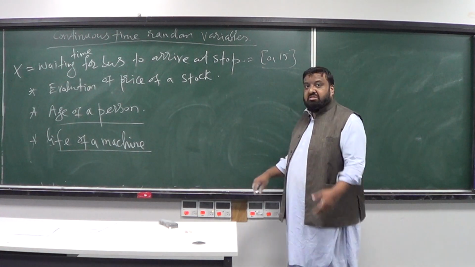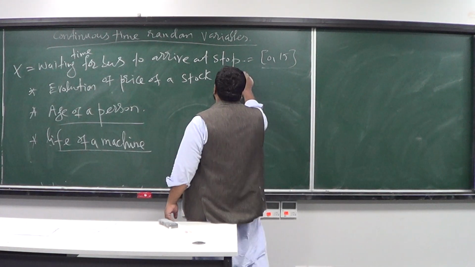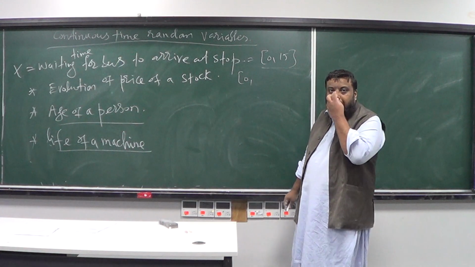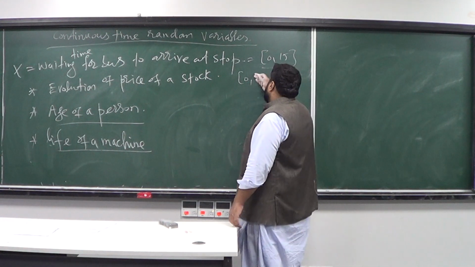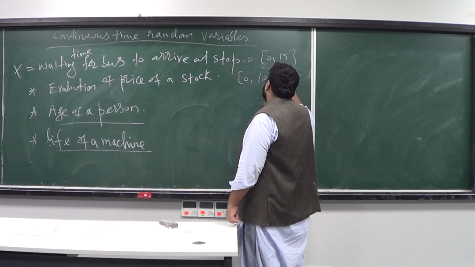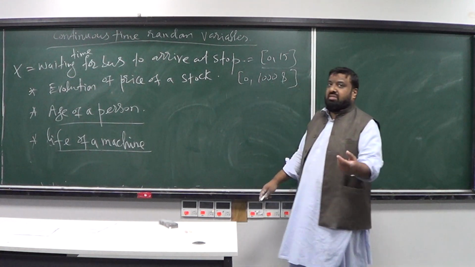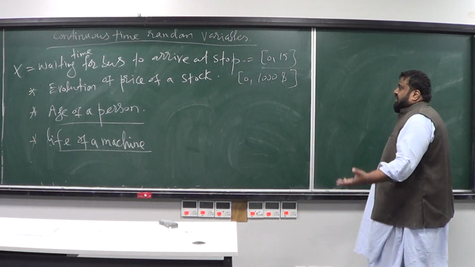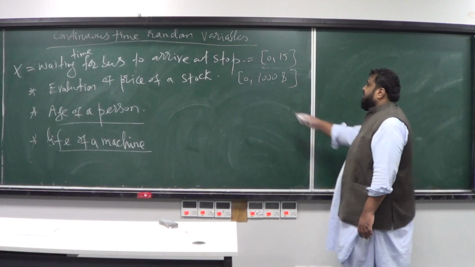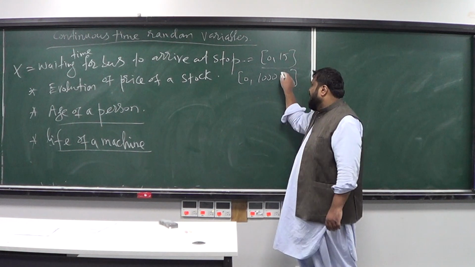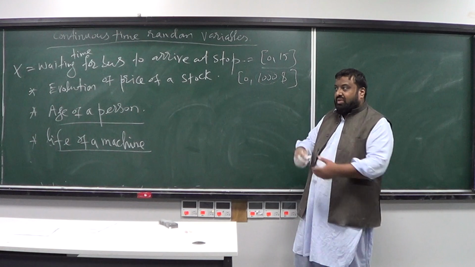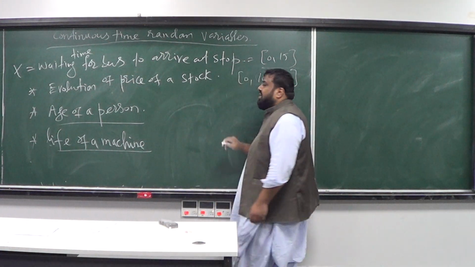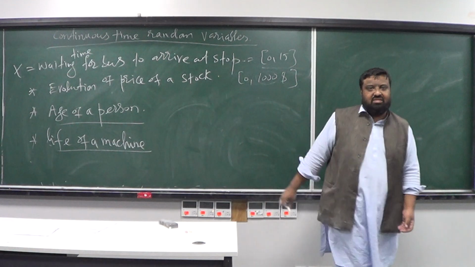Evolution of a stock price, who knows? It could be between 0 and say $1,000. So this is really the price of a particular stock. It can take any value between these. Even 1,000 is a fuzzy word, because you never know how high it is going to go or how low it is going to go. For sure it's going to be above 0.